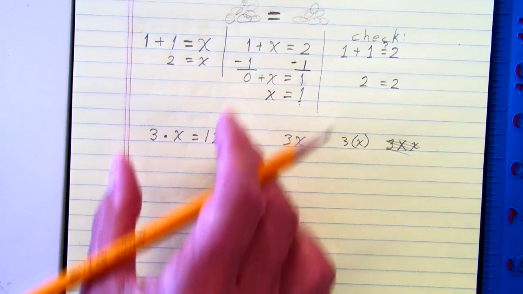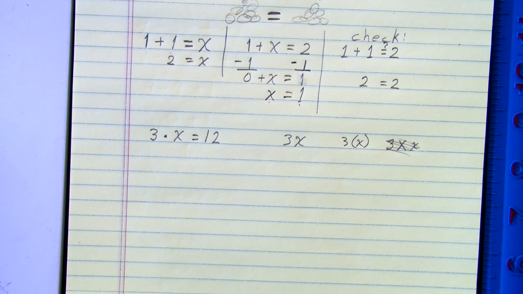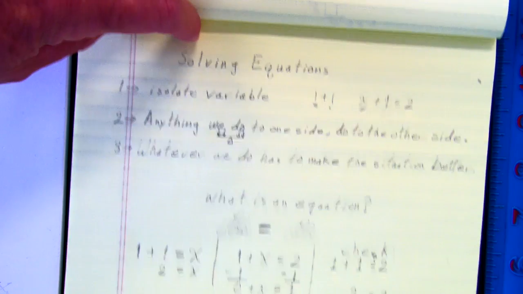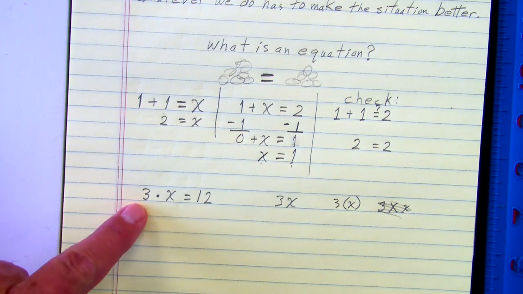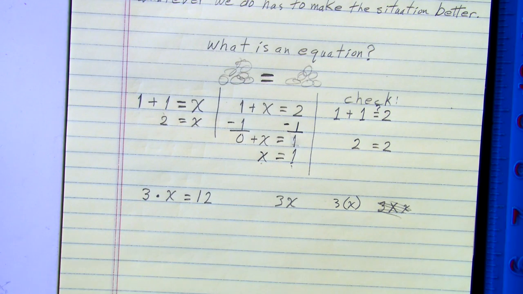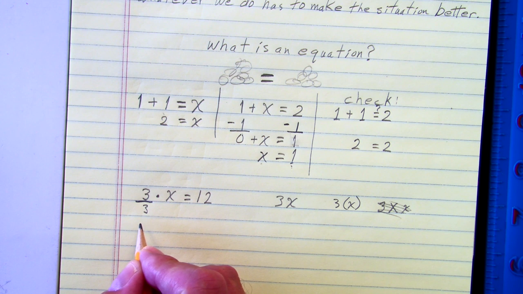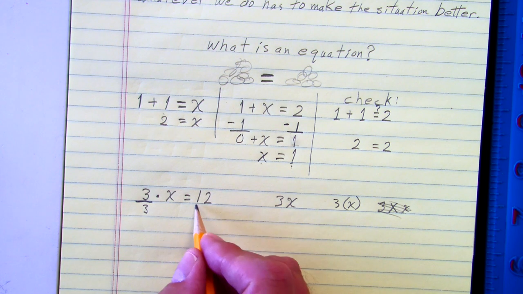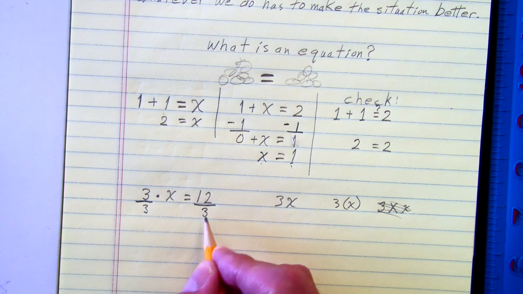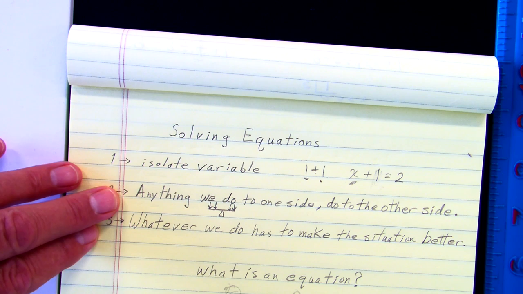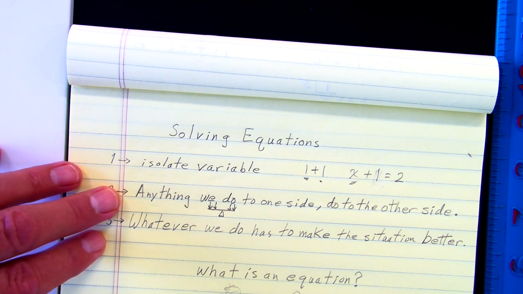All right. So here we are. Rule number 1, or guideline number 1, isolate the variable. Okay, we've got to get rid of this 3. The way we get rid of it is we're going to divide it by 3. And 3 divided by 3 is going to be 1. If we divide this side by 3, we've got to divide this side by 3. Guideline number 2 down here, anything we do to one side, do to the other side.